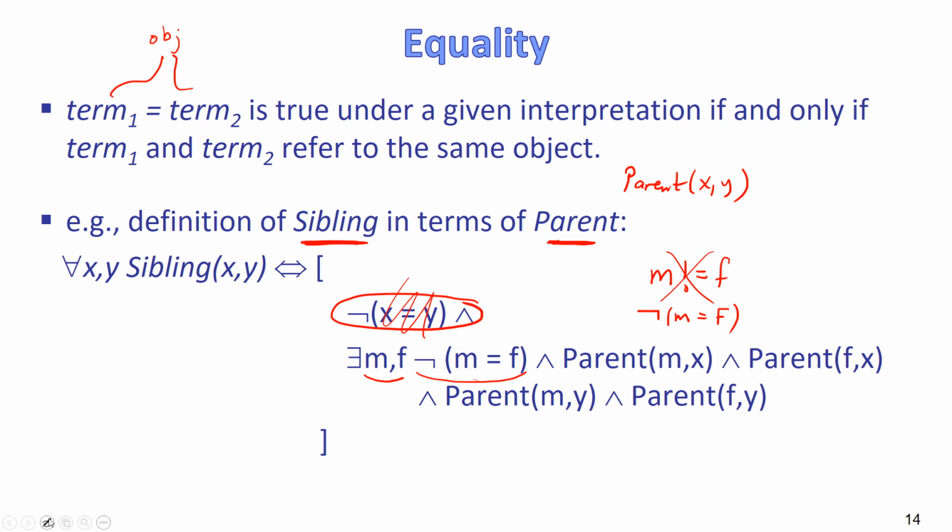Similarly, with the current definition, X and Y can also be the same person. So we have to say that they are two different persons. We have to say that X and Y are not the same person. So we have to say not X equals Y. Okay, so that's now the definition of siblings.